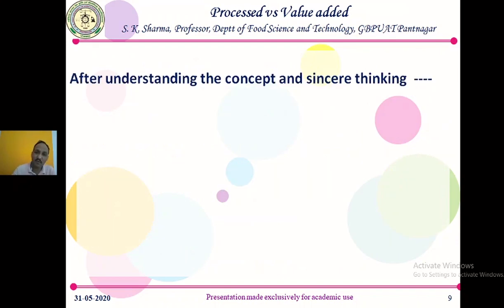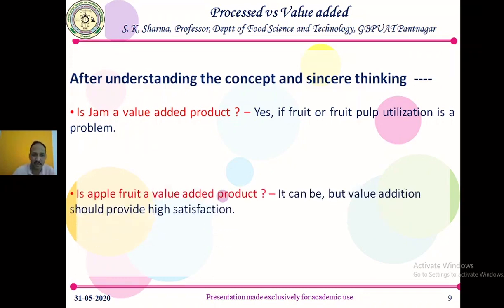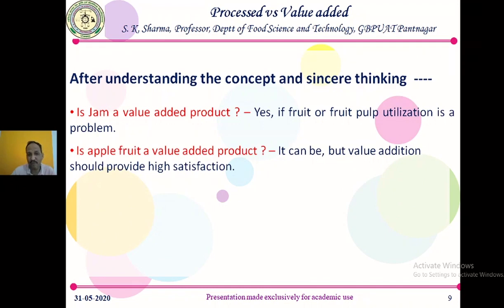So going back to the questions what a sincere thinker was asking, now we can answer: is jam a value added product? Yes, jam is a value added product, but the fruit or the fruit pulp utilization should be a problem. If it is a problem, then we are solving this problem, and jam is a product which is consumed by the final consumer. It is a finished product, so that is a value added product. Is apple fruit a value added product?